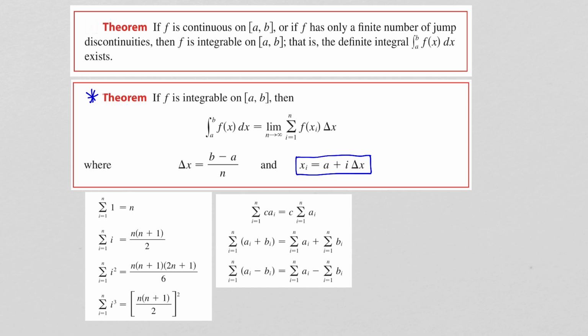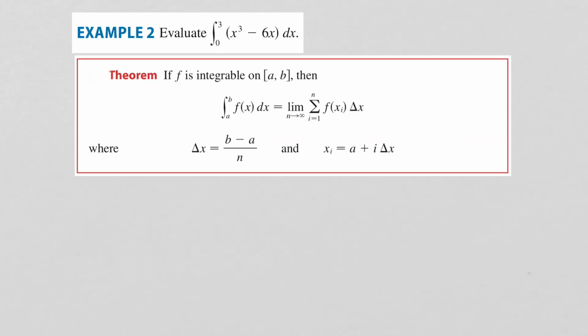Let's do an example. I want to evaluate the integral from 0 to 3 of x cubed minus 6x. Now you might remember that this is precisely the function that we approximated the area for just a few minutes ago using 6 rectangles on the same interval. However, now we are going to get the exact area, and we're going to use this theorem to do it. So we're going to use sort of the Riemann sum, but without x_i star, we're going to use x_i, the right endpoint.